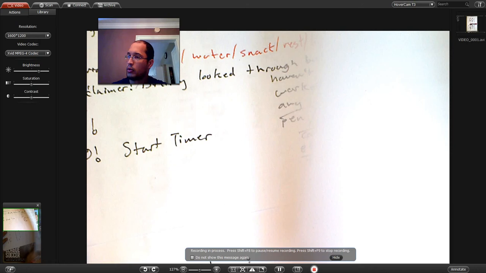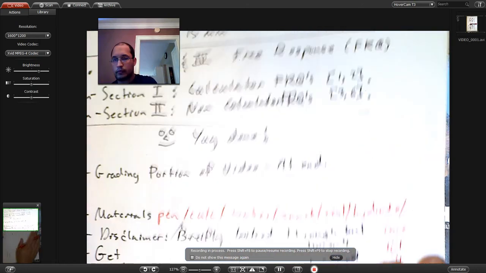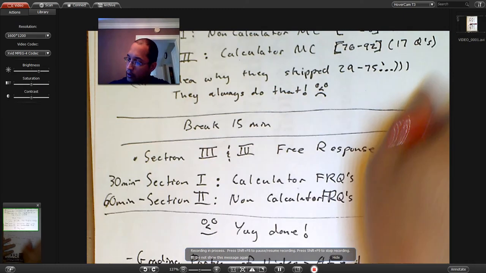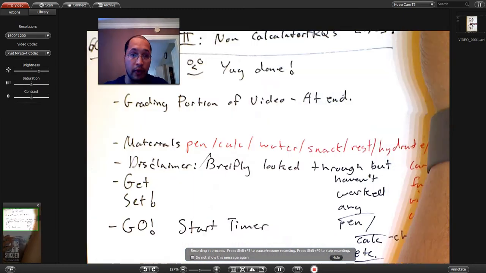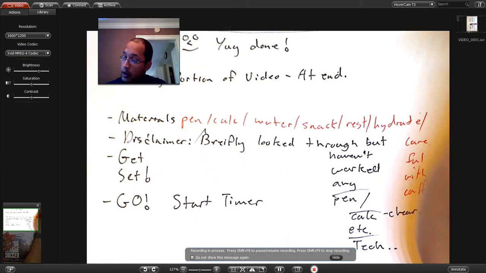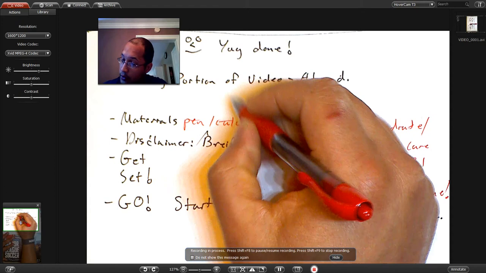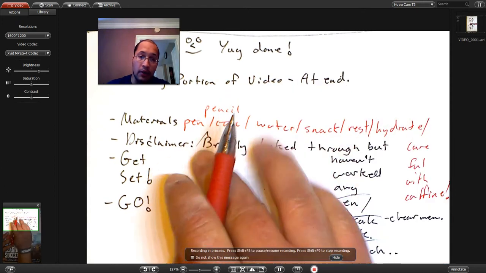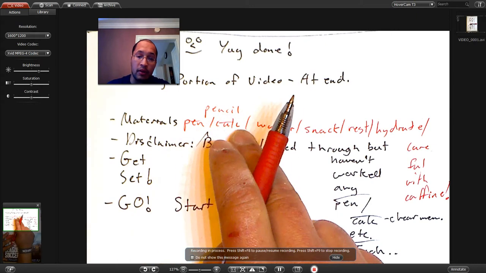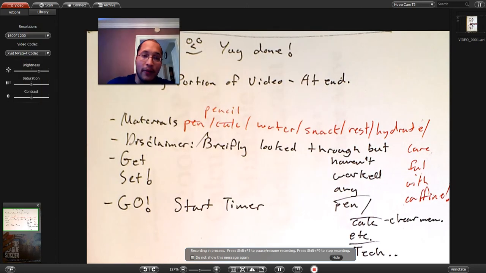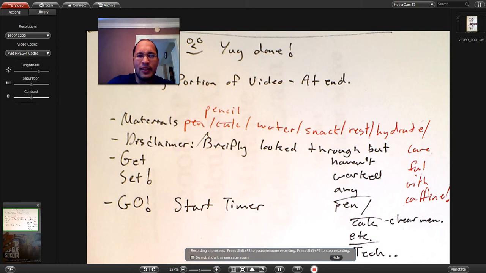A couple more things before I get started. So we went over that. Grading portion, we'll do that at the end of the video. I might attach a separate video. Materials. You're going to use pencil, obviously. But in order for it to show up on the screen, I've got to use pen. I've got my calculator on here, so it's really slow. But I'm going to try to be as fast as I can, because I left my calculators at school, which was bad.